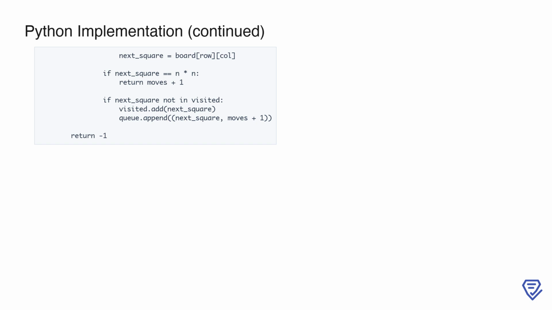Otherwise, if the next_square hasn't been visited yet, we mark it as visited to avoid processing it again and add it to the queue along with the updated move count. This ensures that we explore all possible paths in a breadth-first manner, guaranteeing the shortest path to the destination. If the queue is exhausted and we never reach the final square, we return -1, indicating that it's impossible to complete the game under the given conditions. This implementation ensures an efficient solution to the problem by leveraging the breadth-first search algorithm and handling the board's unique structure using the helper function and coordinate mapping.